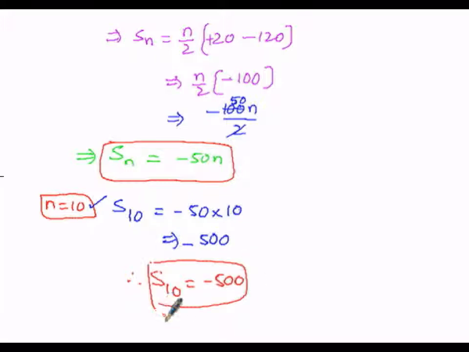Hence, the sum of n terms is given by minus 50n and the sum of 10 terms is given by minus 500.